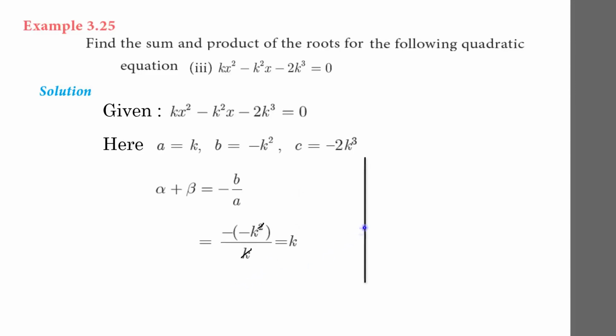Okay, next you have to find the product of the roots. That formula is c by a. Here c value is minus 2k cube divided by a value is k. Next you have to cancel this k term. Here k cube means there are 3 terms of k. If one k goes, we will have 2 terms as k remaining. So that is minus 2k square. Therefore alpha plus beta is equal to k and alpha beta is equal to minus 2k square is the answer for this sum.